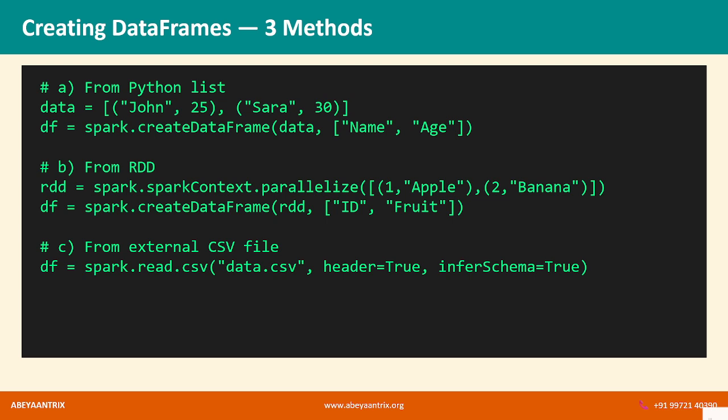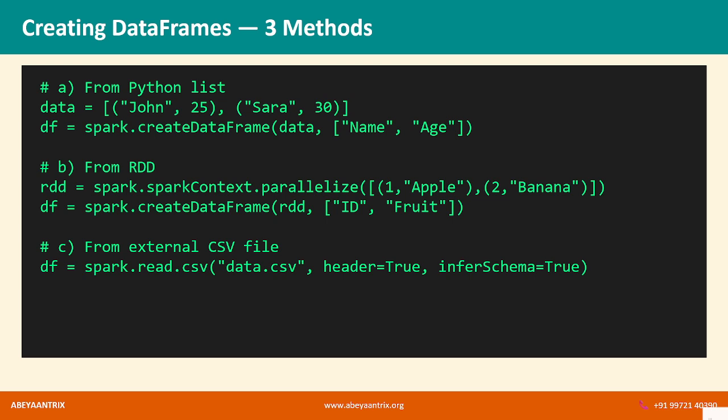So RDD we have discussed yesterday, how to create the RDD data, how to print the RDD data. Okay, so here from the RDD we are creating the data frame. So this line we know already, spark context dot parallelize. We have used it yesterday. Inside this you are going to pass the data. 1 apple, 2 banana. This is the ID number and fruit name.